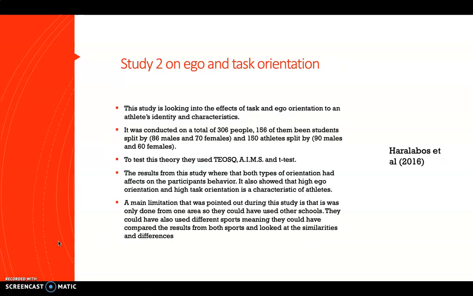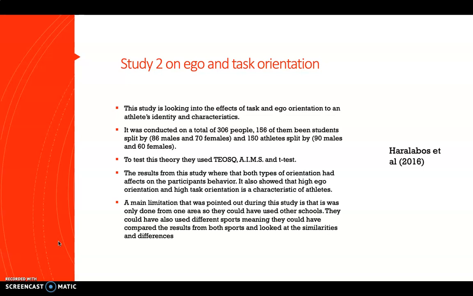You then get study 2 on ego and task orientation. This study is looking into the effects of task and ego orientation on an athlete's identity and characteristics. It was conducted on a total of 306 people, 156 of them being students and 150 being athletes. To test this theory, they used the TEOSQ, the Task and Ego Orientation in Sport Questionnaire, and they also used the AIMS, the Athletic Identity Measurement Scale, as well as the t-test, obviously.